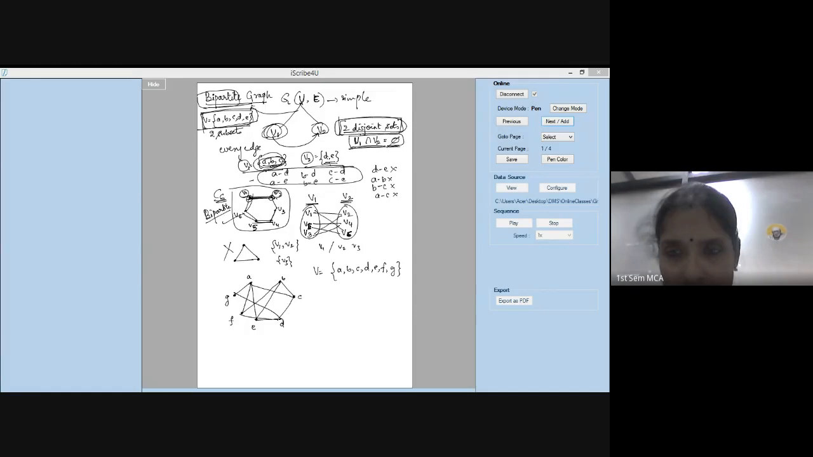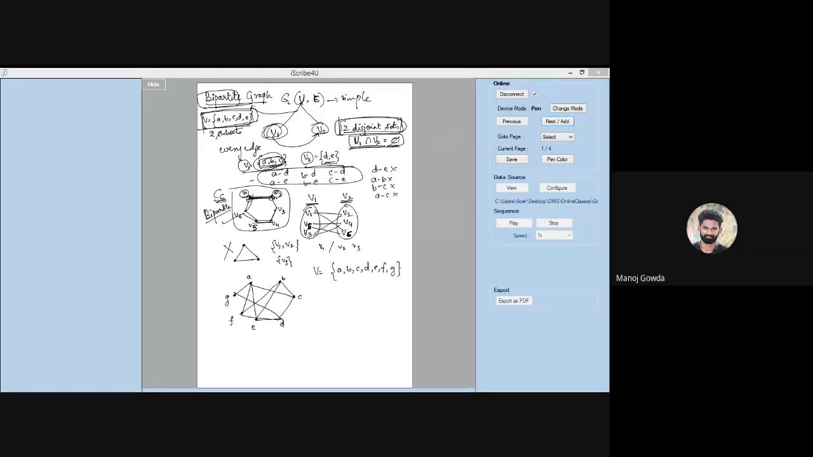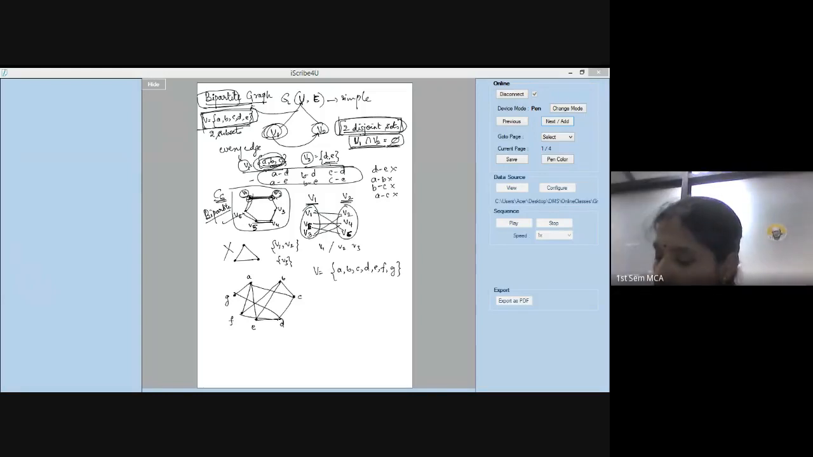Can anyone tell me if we are in the right? Can we call this graph bipartite or not? I want answers from y'all. Yes, ma'am, we can divide it. If you can divide it, then you have to tell me what is V1 and what is V2.